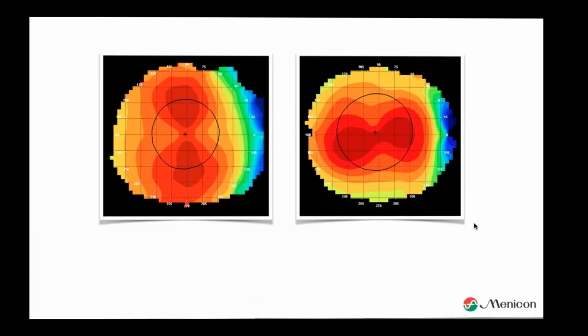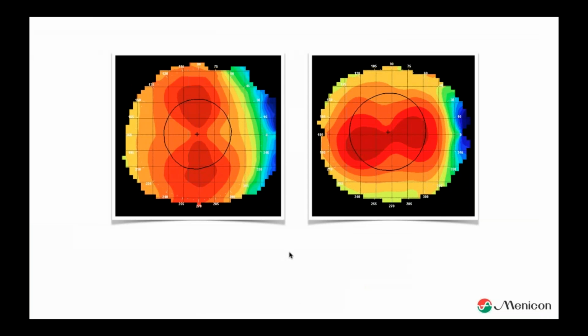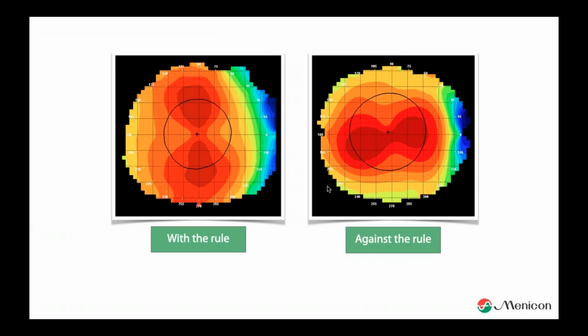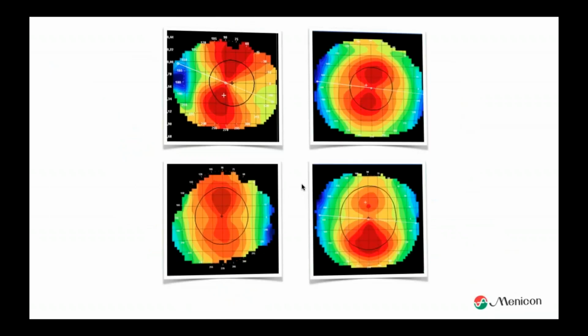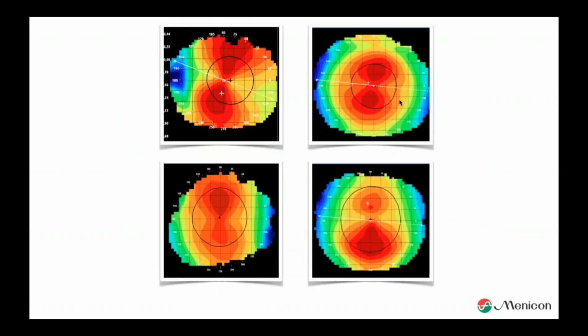Another thing is, of course, if you look at toricity, we have with the rule and against the rule. We already saw that before, and I don't have to explain that much. But there is one thing: we live in the optical world, and in the optical world we have names for everything. Let me explain this. These are all astigmatisms with the rule. They look different. So if they look different, we call them different.